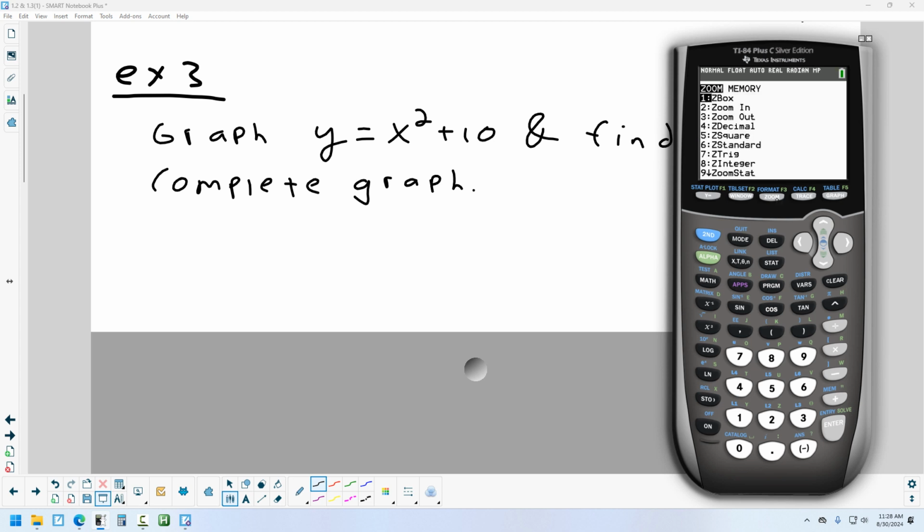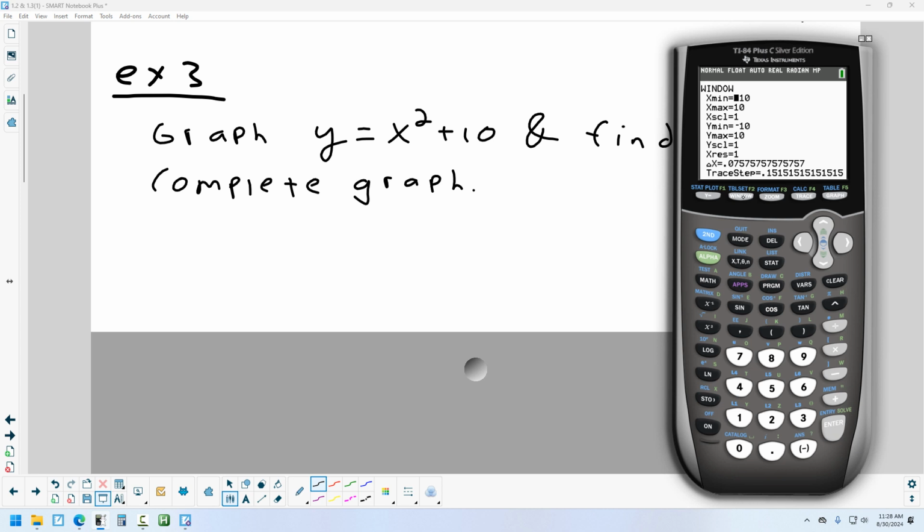And what did I say the zoom you usually want to do is if you're not sure where to start? Yep. Standard. Yeah, so the 6th one down. That's going to set your window -10 to 10 and -10 to 10. Okay. So would that be considered a complete window for x squared plus 10? No, I can't even see the graph at all. That's a horrible window. What needs to be adjusted here so I can see the parabola? Just one number needs to change.